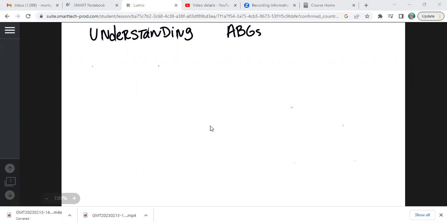All right, there are some things you need to know about arterial blood gases. First is what the normal pH level is. See what y'all know here. It's a pretty good guess. 7.0 is neutral.